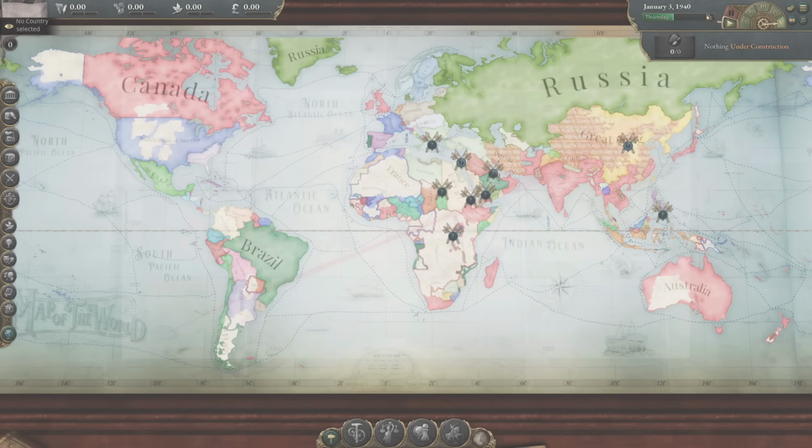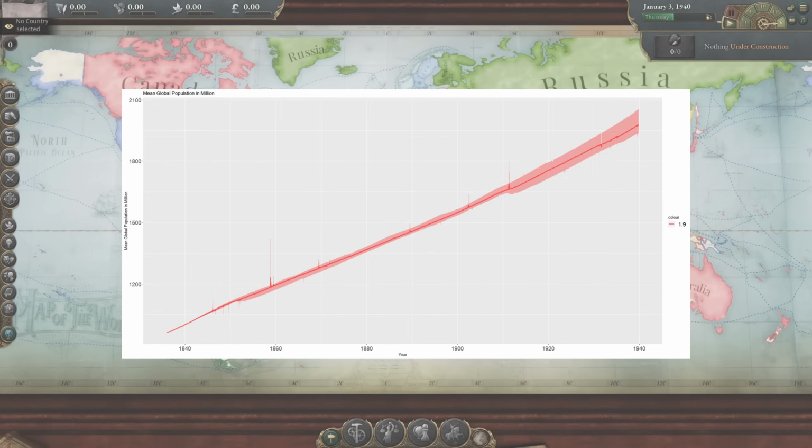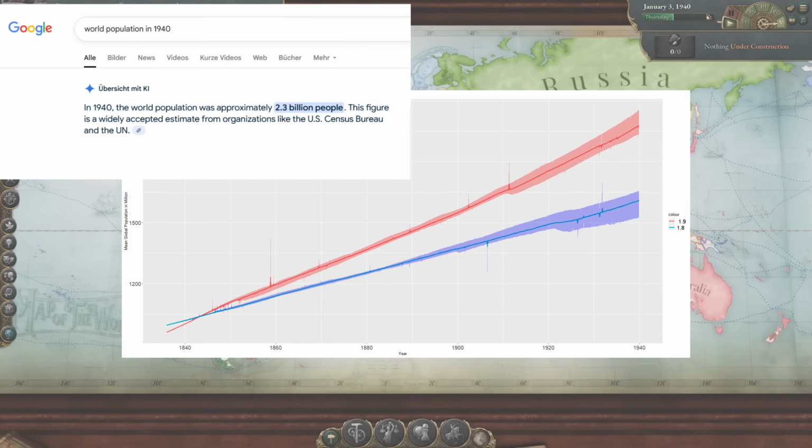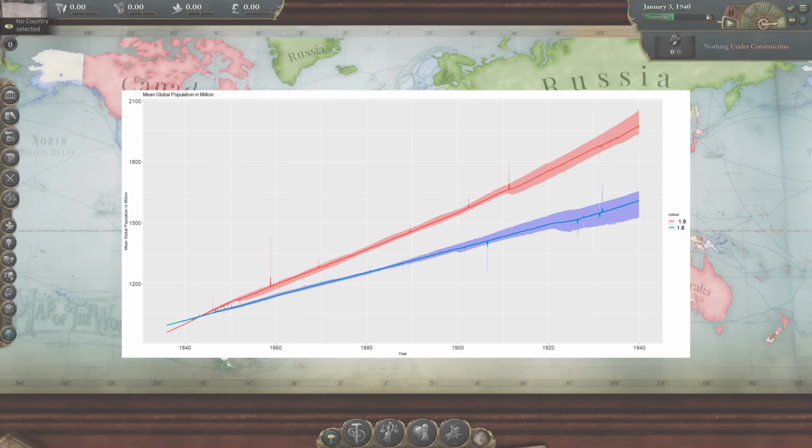Let's go to population. This graph shows the global population in million. Please ignore the spikes. These are errors in my calculations due to revolts. And this is the population in 1.8. So 1.9 has a lot more population growth. It reaches almost 2 billion. According to Google, there were about 2.3 billion people in 1940 in the real world. Not perfect, but a lot better. Interestingly, Paradox also reduced the starting population compared to 1.8.